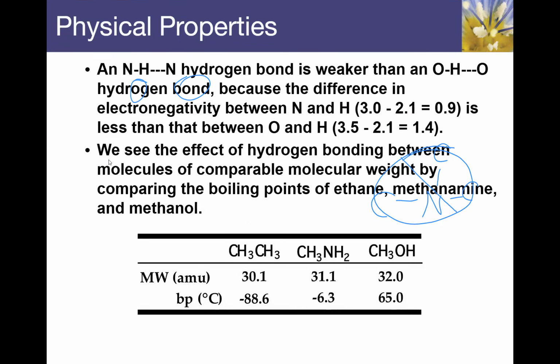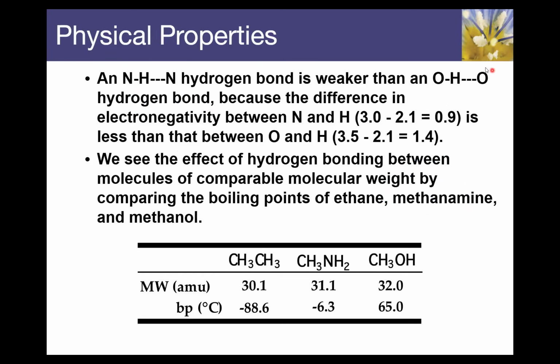Now, a nitrogen-hydrogen to nitrogen-hydrogen bond is much weaker than an oxygen-hydrogen to another oxygen-hydrogen bond. And that's because of the difference in electronegativity. Oxygen is more electronegative than nitrogen, so nitrogen isn't going to have as strong a hydrogen bond, because the polarity is not as great as the polarity in the oxygen-hydrogen bond. And you can see that effect here.